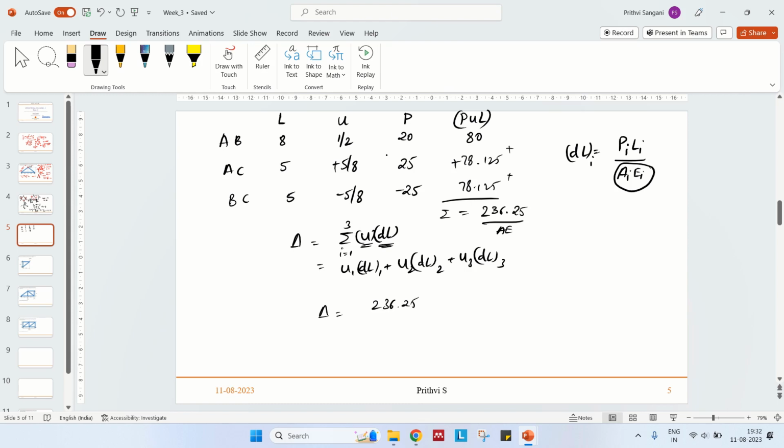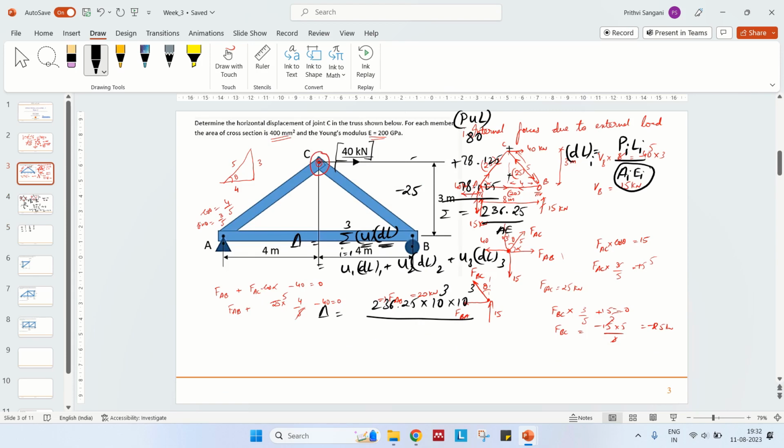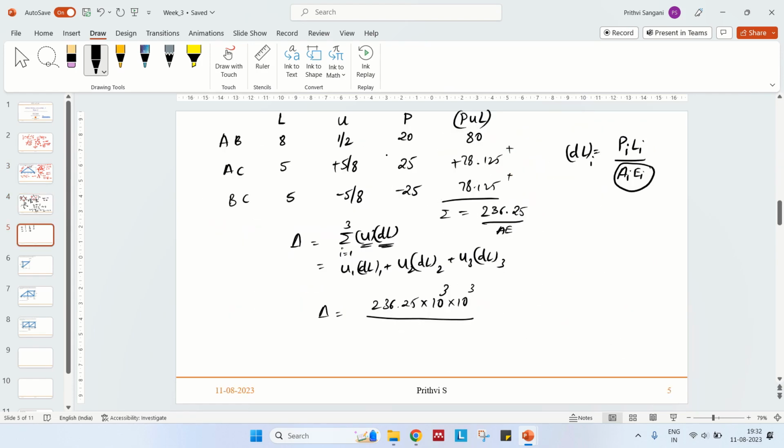Now you just be careful when you're converting the units. In this, the load is taken as kilonewtons, so I want to convert it into newtons, 10 to the power 3, and length is taken as meters, so I'll convert into millimeters, that is 10 to the power 3. And what about the bottom? In the bottom we have A and E. A is 400 mm square and E is 200 gigapascals. So this is 400 mm square, it is fine. And 200 gigapascals is 200 times 10 to the power 3 megapascals, since 1 gigapascal is 10 to the power 3 megapascals, and 1 megapascal is nothing but Newton per mm square. So that is what I've taken.